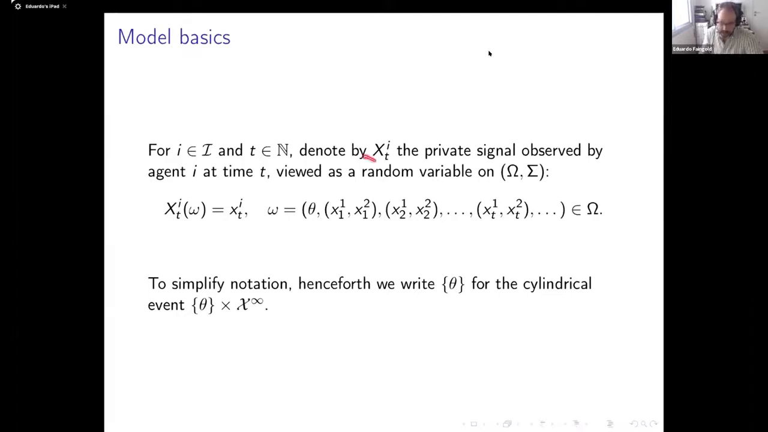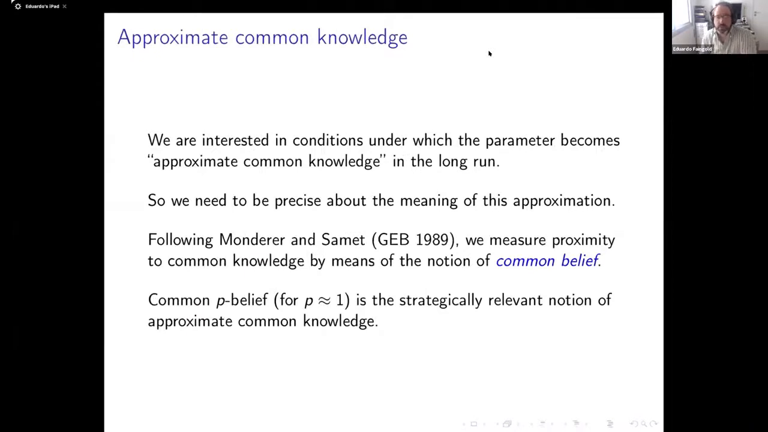I'm going to denote by x_it the private signal observed by agent i at time t, which you can view as a random variable on the outcome space. To simplify notation, whenever I write the set theta, I really mean the set theta viewed as a cylindrical event on this sequence space. We're interested in conditions under which the parameter becomes approximate common knowledge in the long run. So we need to be precise about what we mean by this approximation. We're going to follow Monderer and Samet and measure proximity to common knowledge by means of the notion of common belief. Common p-belief for p close to 1 is the strategically relevant notion of approximate common knowledge. This is what Monderer and Samet show.